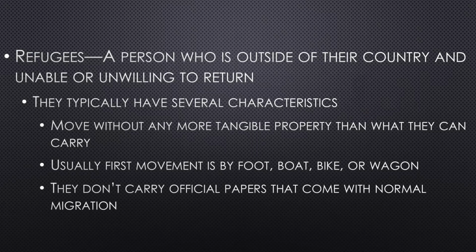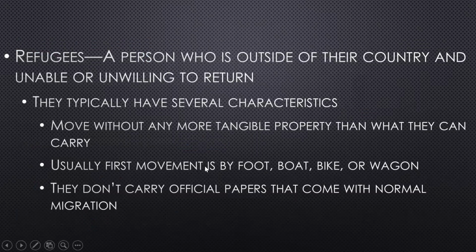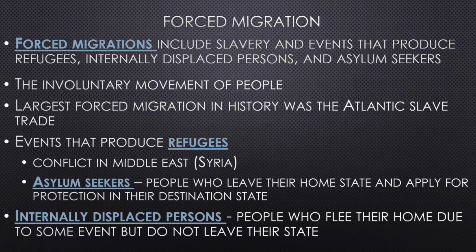Usually the first move is by foot, boat, bike, or wagon. Some of them don't carry the official papers that come with normal migration, so it's possible that when they reach their destination country, they won't be let in. But refugees seeking protection from another country ultimately flee due to war, political persecution, religious persecution, natural disasters as well. And that's when they become asylum seekers. That's why I put that under here, because refugees end up becoming asylum seekers, where again they're seeking protection from another country.